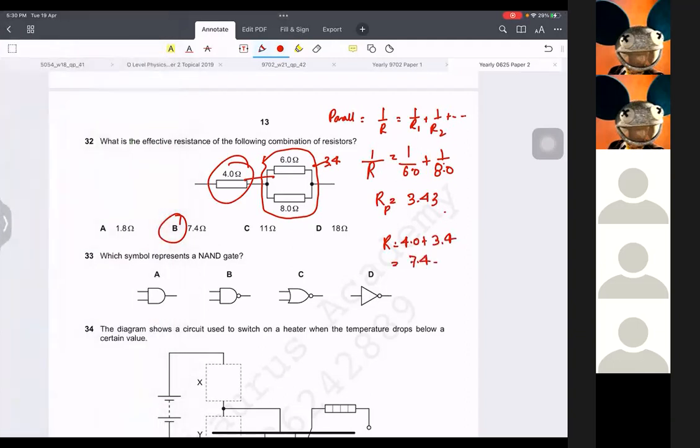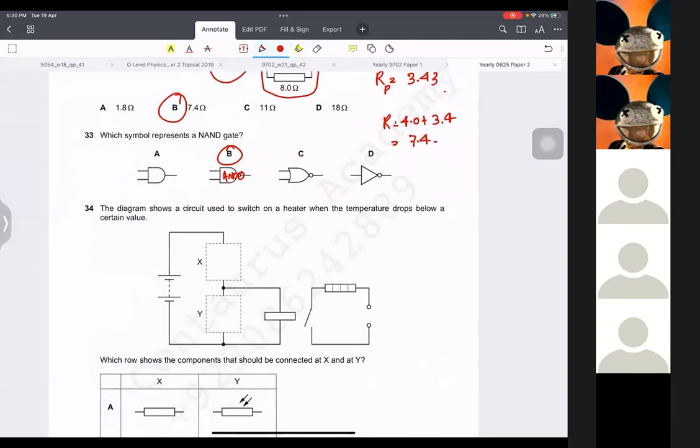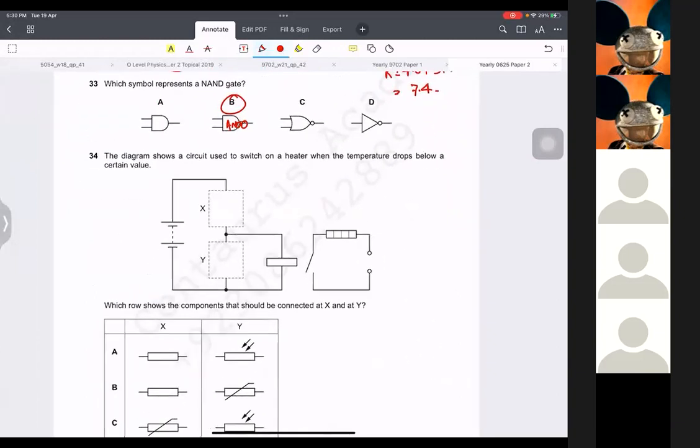Now, which symbol represents the NAND gate? This is NAND. How do I know? This is AND and there's a NOT. Then the next one says the circuit shows temperature drops. Which component should be connected at X and Y?